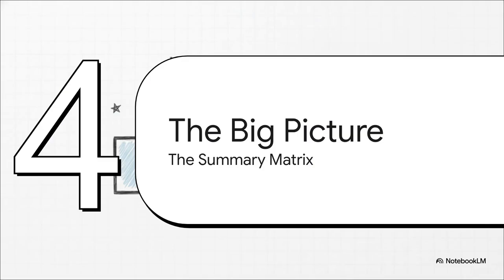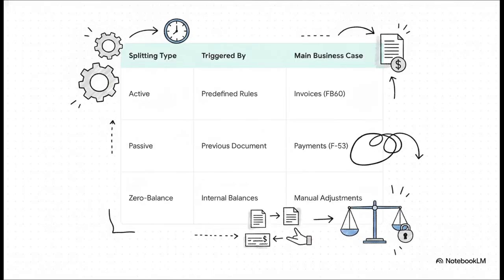Section 5, the big picture and our summary matrix. So the crucial point is understanding how these fit together. Think of this matrix as your high-value cheat sheet for mapping out the core architecture. First, you've got active splitting. That's triggered by predefined rules to handle your fresh primary postings, like invoices.